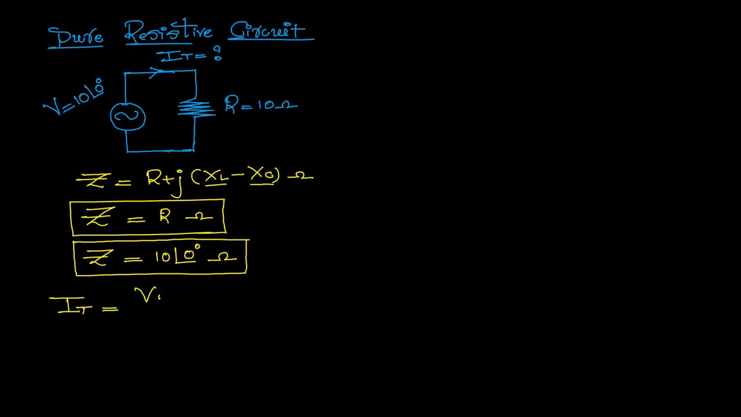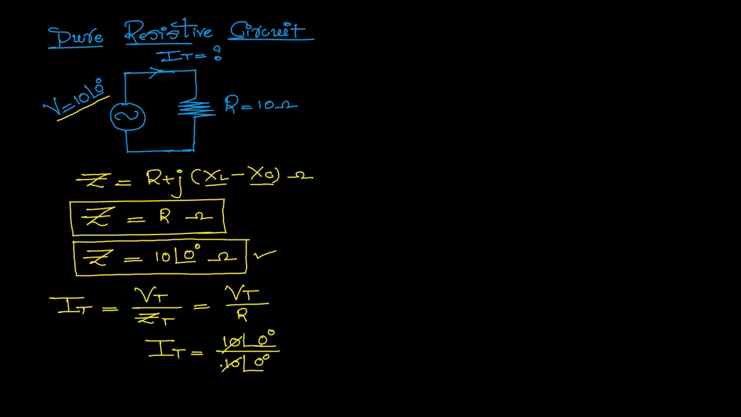That is IT is equal to Vt divided by Zt. Here Zt means the total impedance, which means only the value of resistor, because we do not have an inductor or a capacitor. So here total current IT is equal to Vt, which is the given value, 10 having an angle of 0 degree, divided by the value of resistor, which is 10 and having a phase angle of 0 degree for a purely resistive circuit.